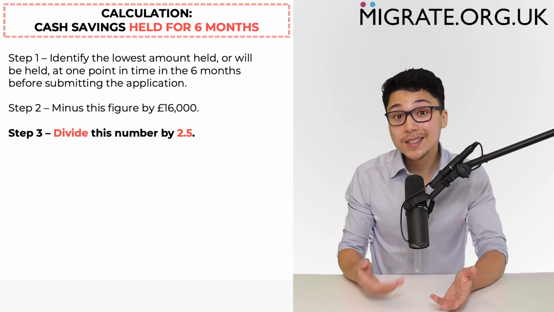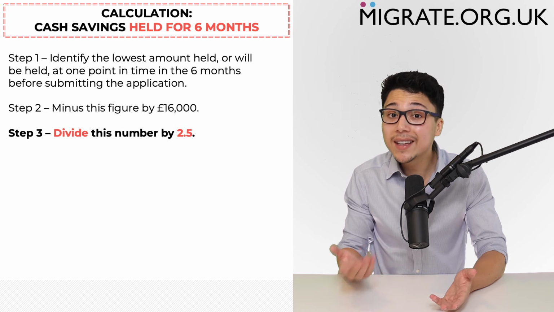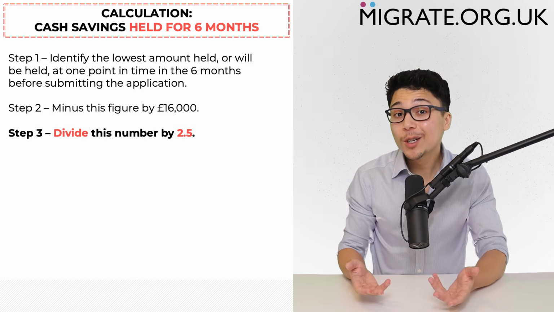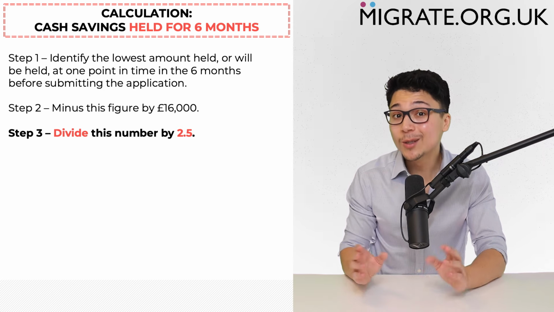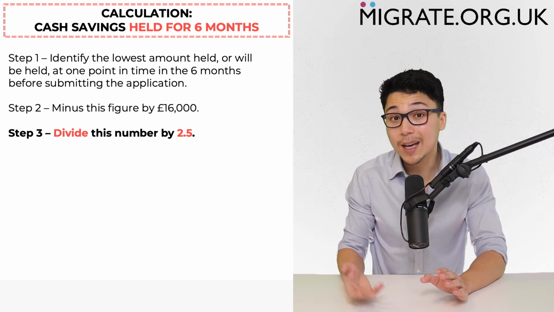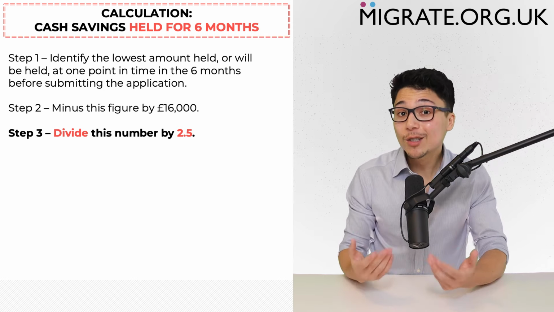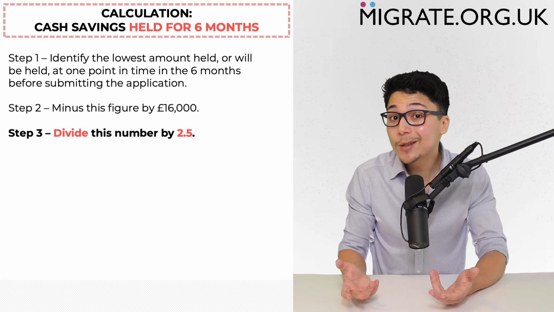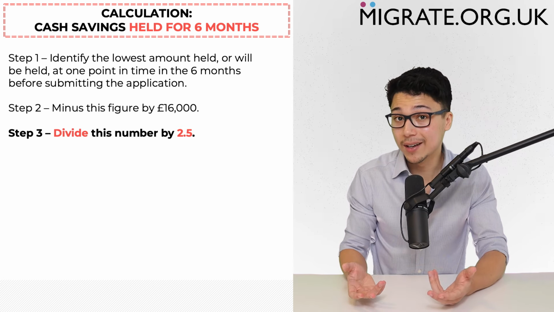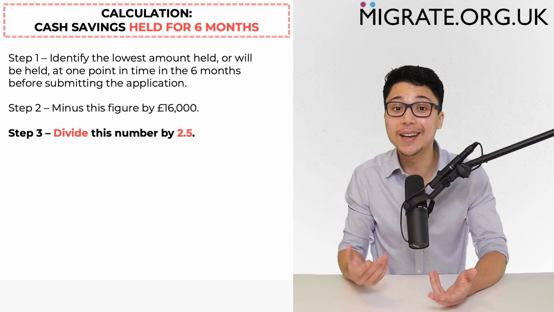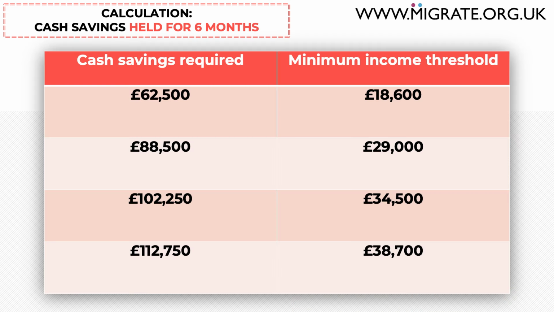The final step, step 3, will then require you to divide this number by 2.5, assuming you're applying for a spouse or partner visa and not indefinite leave to remain, where this step is not relevant. The figure that you reach here will be the cash savings gross annual income equivalent figure that can be included towards the financial requirement. To give you an idea as to the cash savings required to satisfy the financial requirement alone, we can look at this table here.